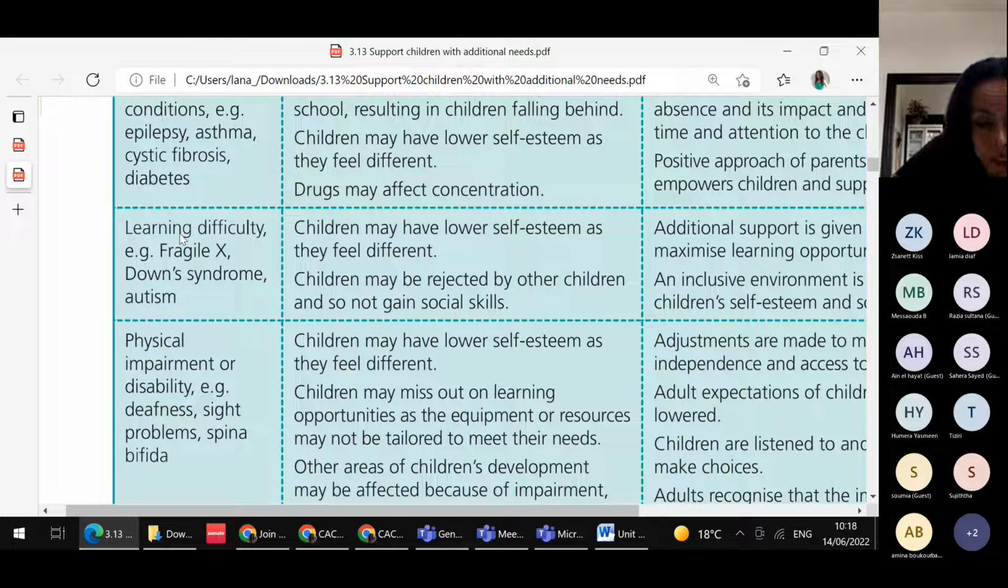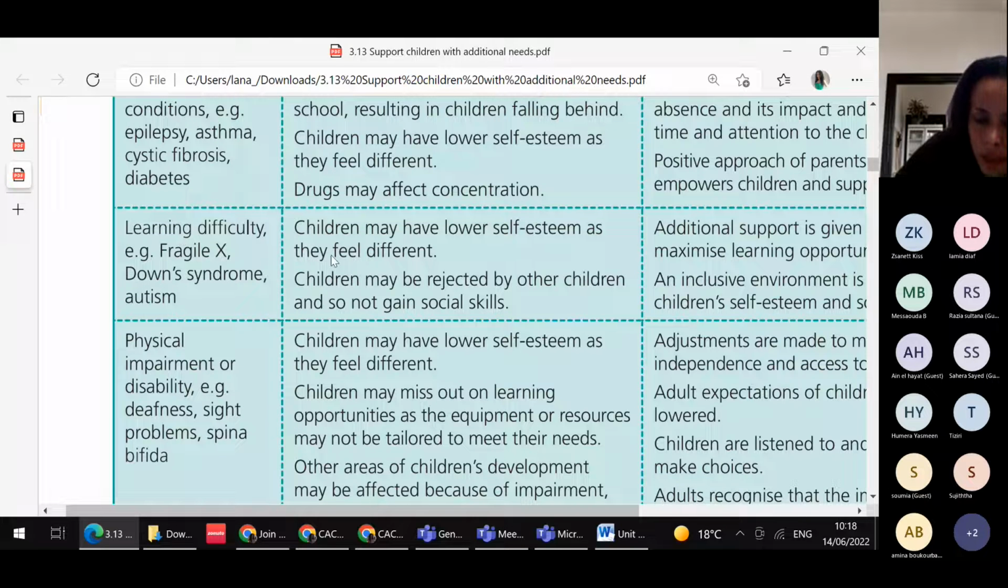Also, children may be rejected by other children. They think, oh, this child has got asthma, he wouldn't be able to run with us like we do. Then maybe we don't want him in the group. So he will be rejected by other children, and that will impact his social life and social skills in the school.